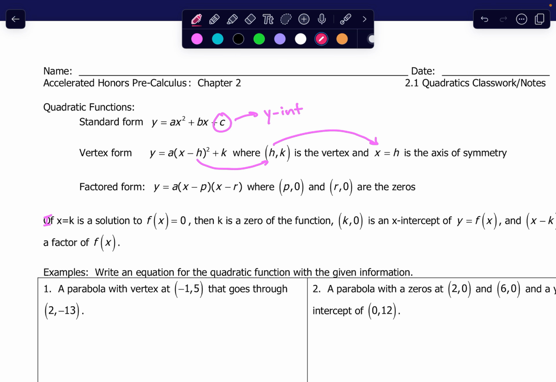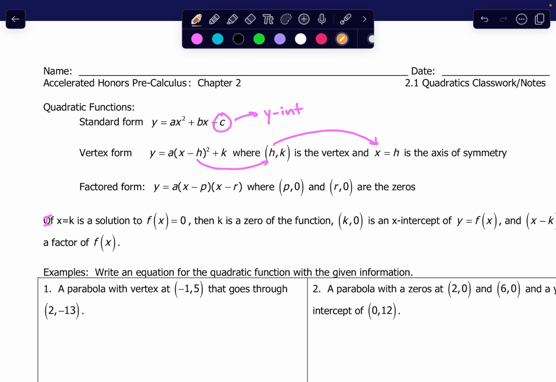And these give you the 2 solutions, or the zeros. In other words, the x-intercepts of the function. So here is a sentence that I'm going to read slow and carefully that really kind of weaves those vocabulary together. So if x equals k is a solution to the equation f of x is equal to 0, then k is a 0 of the function.